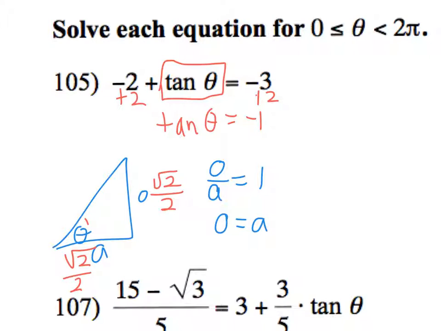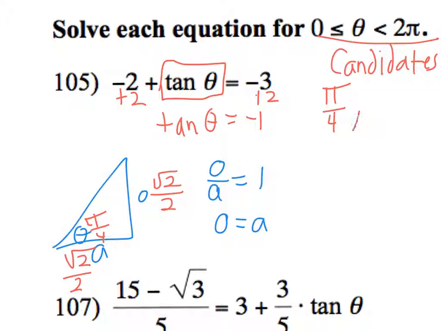Okay, so this would be a 45, otherwise known as pi over 4. And we're looking at our pi over 4 family. My candidates, my possible angles between 0 and 2 pi would be pi over 4, 3 pi over 4, 5 pi over 4, and 7 pi over 4.